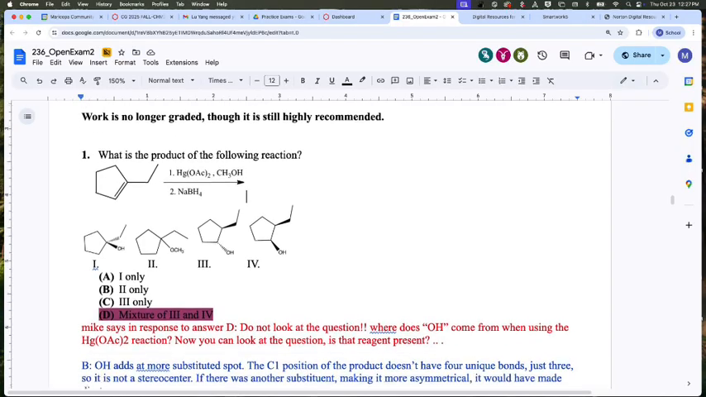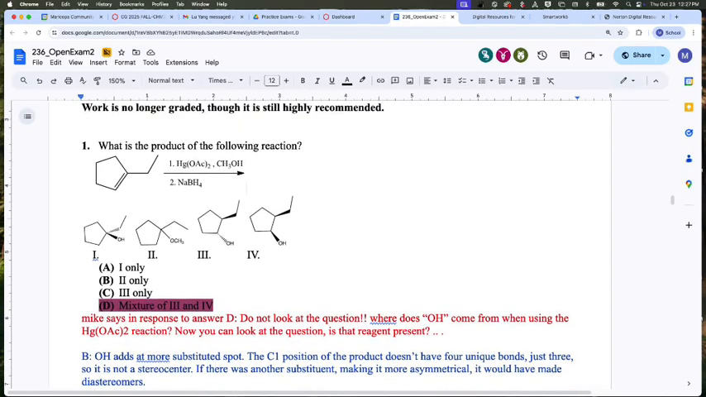And then the next answer got it right, but the description was really wonky for me, so I couldn't quite figure out what it was saying. Got the answer right, B, yes, it's just 2, but then it starts off saying OH is added at the most substituted carbon. It's not OH, it's OCH3. Kind of makes sense?